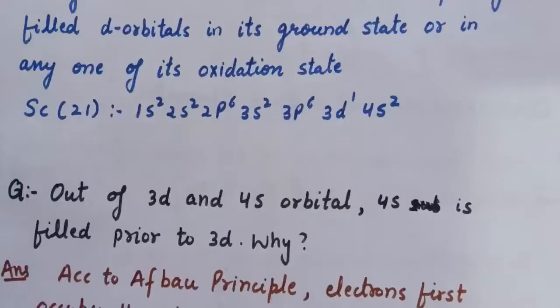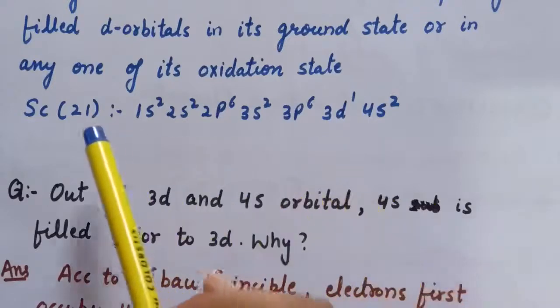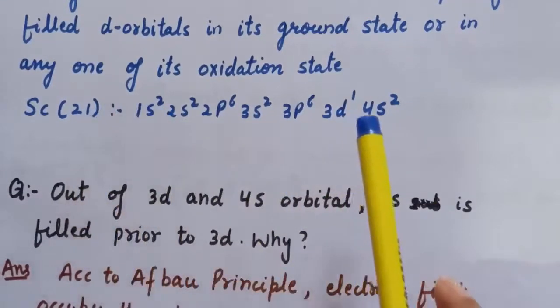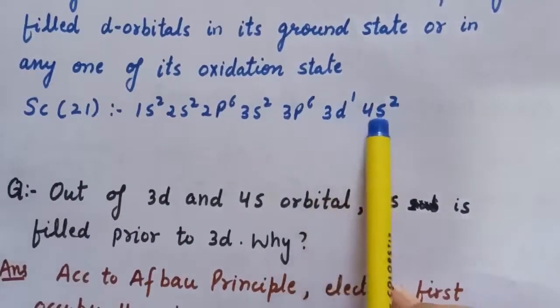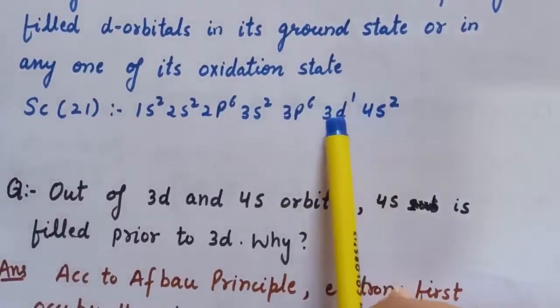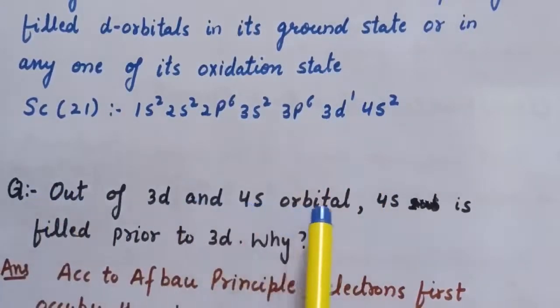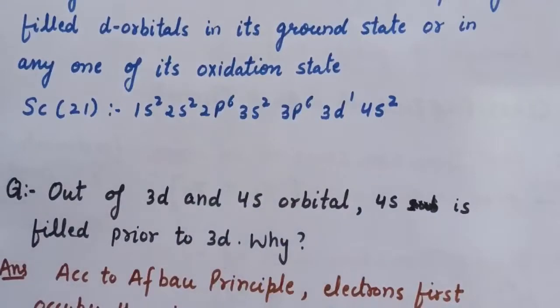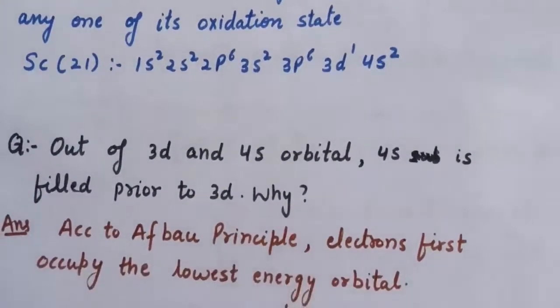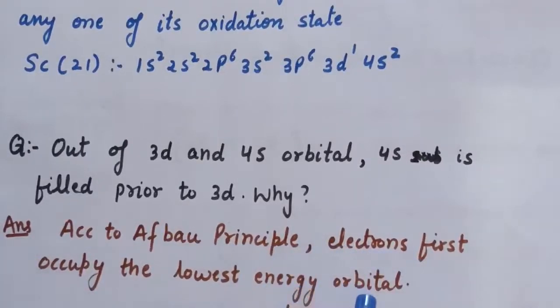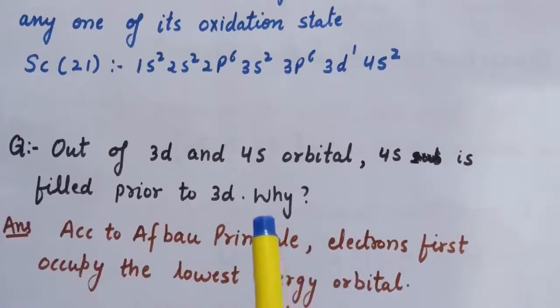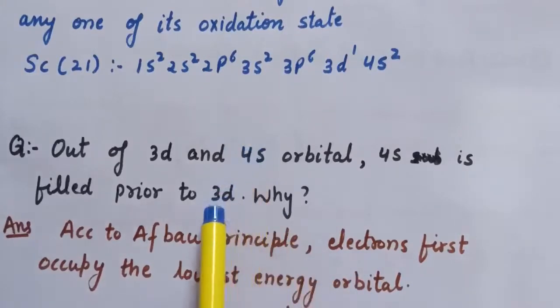Whenever we fill electrons from atomic number 21, we have two possibilities, 3d and 4s. So out of 3d and 4s, which one will occupy electron first? This is the question. Out of 3d and 4s orbital, 4s is filled prior to 3d. Why? The answer for this question can be explained on the basis of Aufbau principle. According to Aufbau principle, electrons first occupy the lowest energy orbital. So we will calculate the n plus l value for 4s and 3d, and the lower value will occupy the electron first.